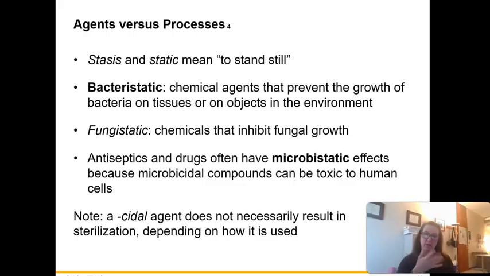Antiseptics and drugs or medications are often microbistatic because we are reducing the growth of the microorganisms. We may not get to a point where we've eliminated every single one of them. I'm thinking about antibiotics, but you've drastically reduced it so that your own natural populations of bacteria in your body can outcompete whatever might be left. So when we think about a cidal agent, it does not mean sterilization. It just essentially means that we have dramatically reduced the growth.